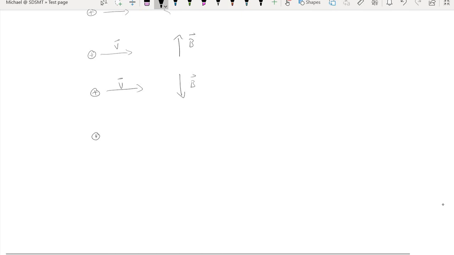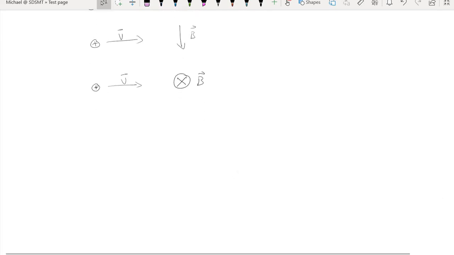Then we'll take our charge. We will insert it into a magnetic field that is pointing into the board. So the X with the circle in it implies a vector that is pointing away from us. Don't get that mixed up with your charge. And then we'll have our charge move through a field that is pointing out of the board.